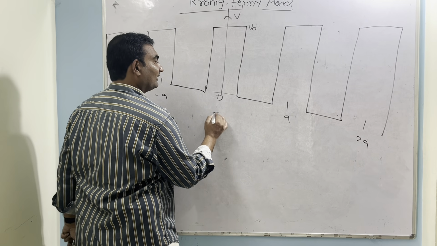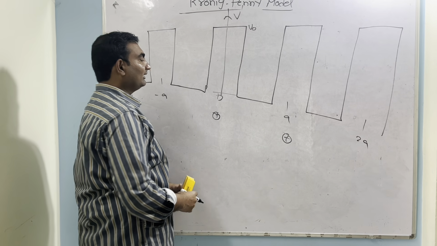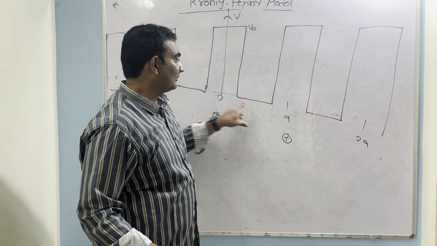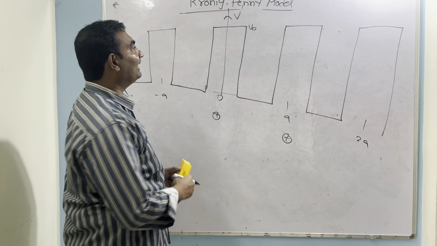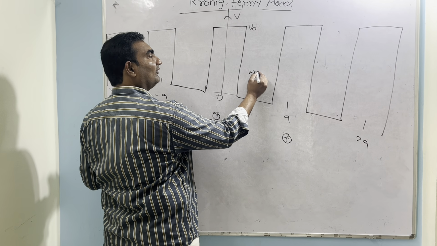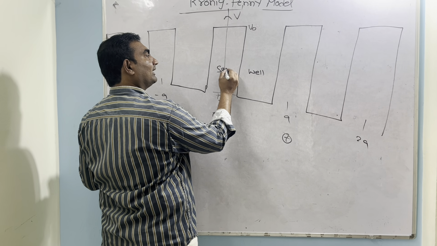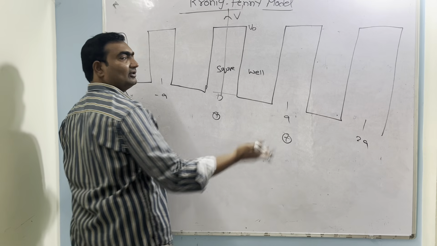Which means that the distance between positive ion to positive ion. So one positive ion is here, another positive ion is here. The distance between these two is represented as A. In between them, the potentials are represented like this. Actually, this is also a well, and this is a square. So that's why this is called a square well potential.